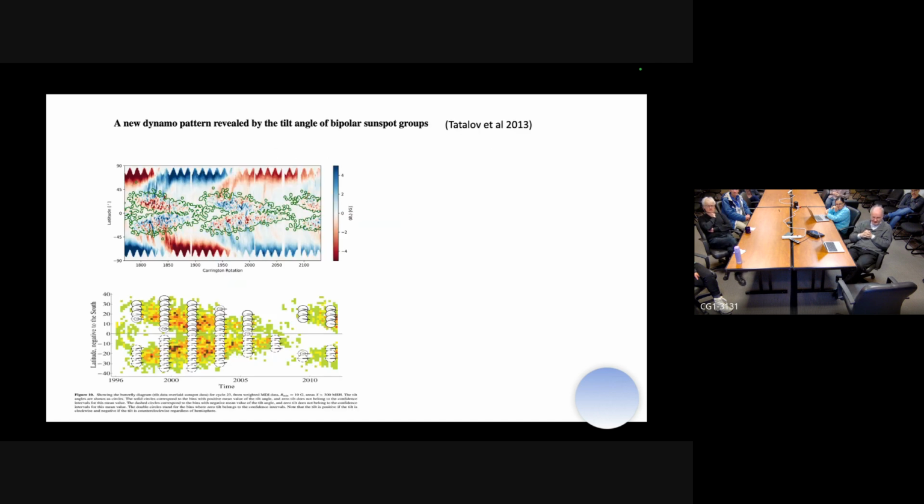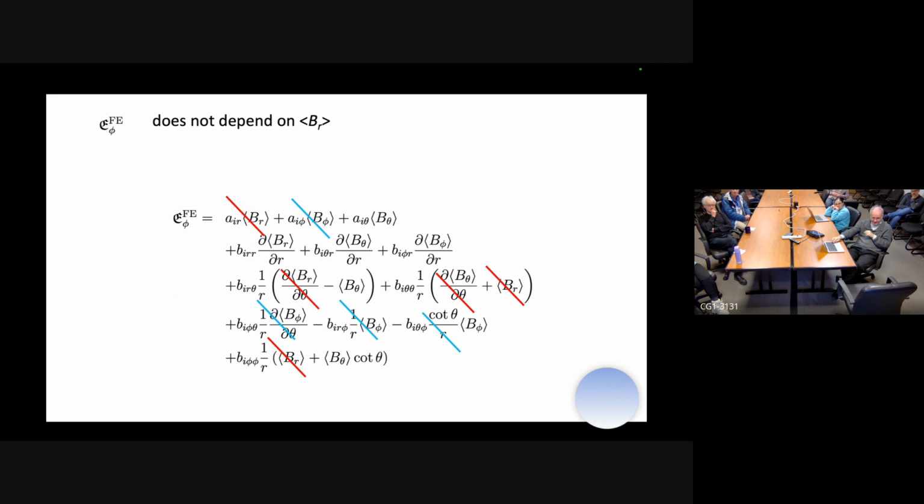If we look at the structure of Joy's law, it turns out not to depend on, it's the same everywhere across the butterfly diagram. So there's a latitudinal dependence, but it does not depend on the sign of the field. You can see in the top picture, for example, in the first cycle, you look in the southern hemisphere, some of it's blue, some of it's red. Joy's law doesn't care if it's blue or red. Joy's law does not depend on the radial field. So we can now cross off all the terms involving the radial field.